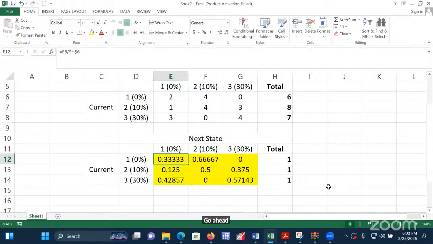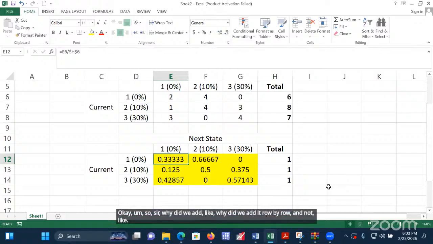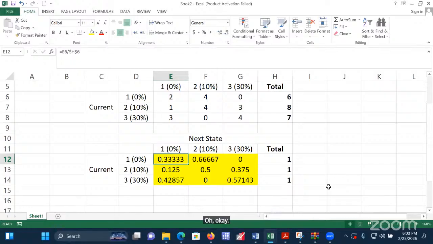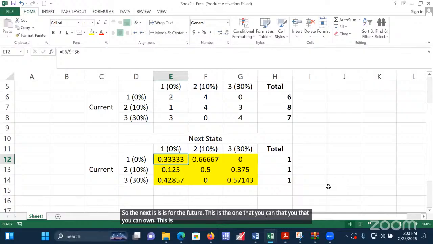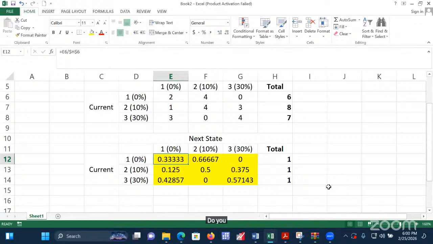Go ahead. Okay, so sir, why did we add it row by row and not column by column? Oh, okay. You know what matters now is your current position. This is you currently. So the next is for the future. This is the one that you can own. This is a state that is sure. Do you get it? And the current state is arranged row-wise. So that is what is important. And that's why it is the one that we added.